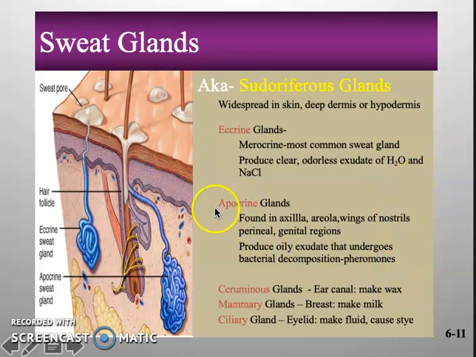The apocrine glands, not the apocrine sweat glands, but the apocrine glands in other regions can give rise to the ceruminous glands. They're in your ears and they make wax. The mammary glands, which are in the breast tissue, they make milk. And then last but not least are the ciliary glands. So you have these little apocrine sweat or apocrine glands that make ciliary fluid in your eye. And of course, if you get an infection there, you get a stye, which is really painful.